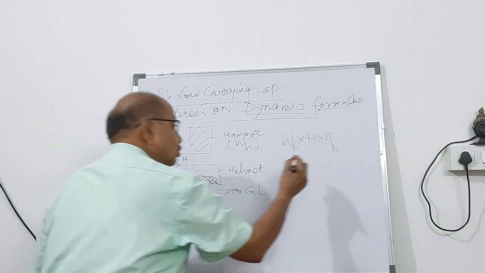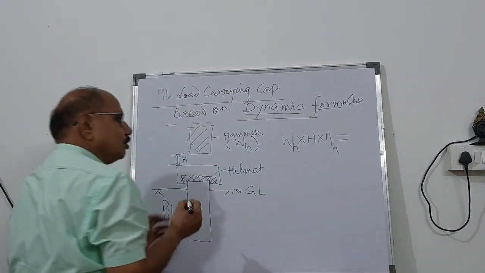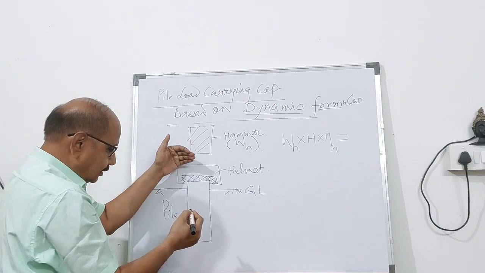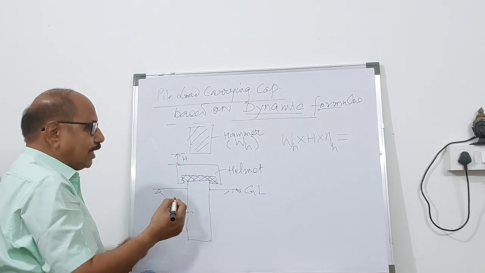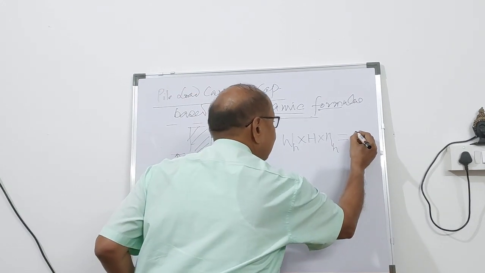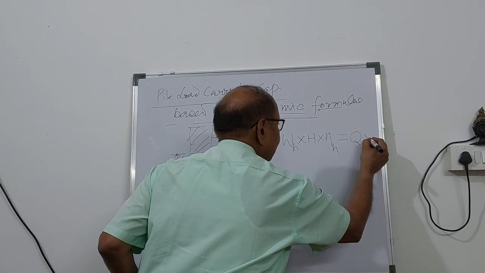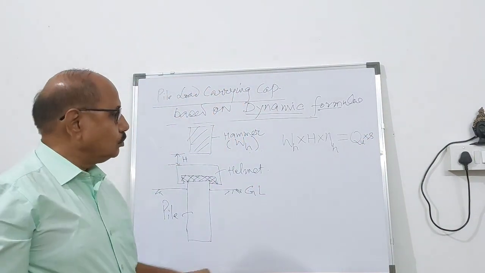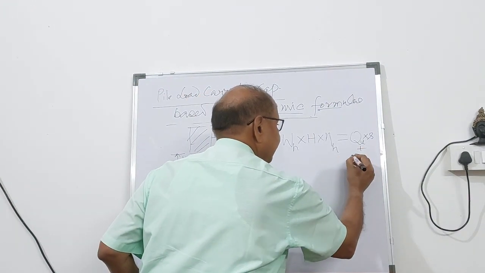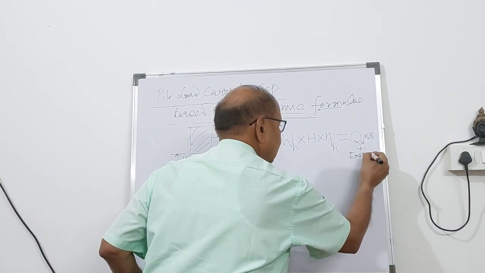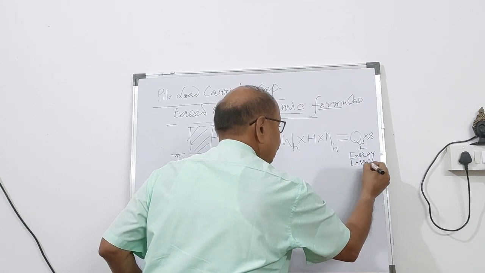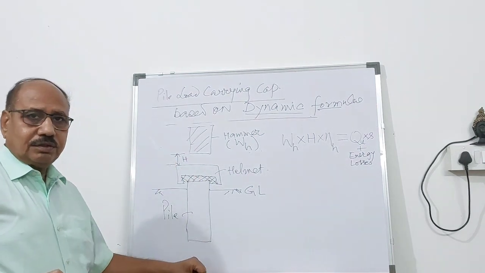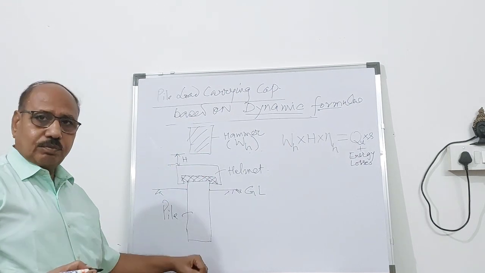So this is equal to, this is the total energy that you are imparting to this pile, and the pile is going to set. So this is equal to the ultimate load carrying capacity of a pile multiplied by set, so this is the set per blow, plus some energy losses will be there. Energy losses. So based on this principle, many researchers have given some formula.